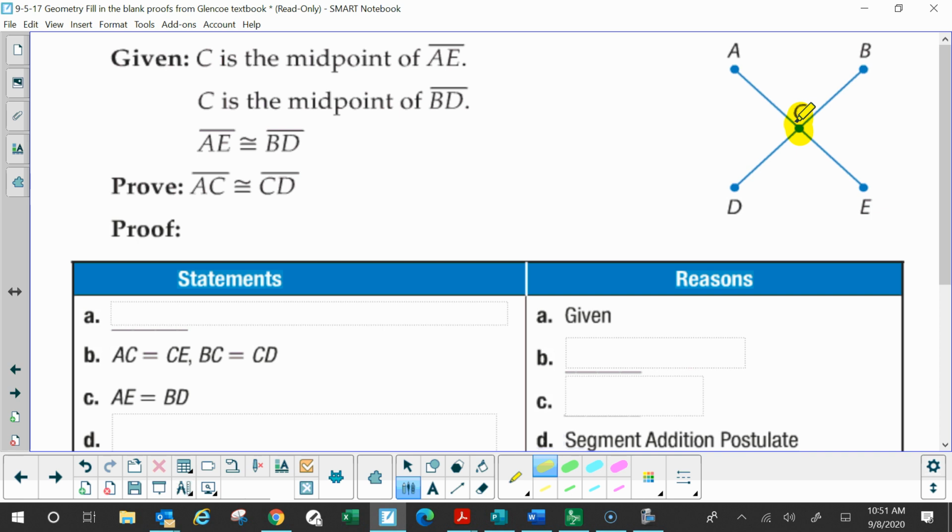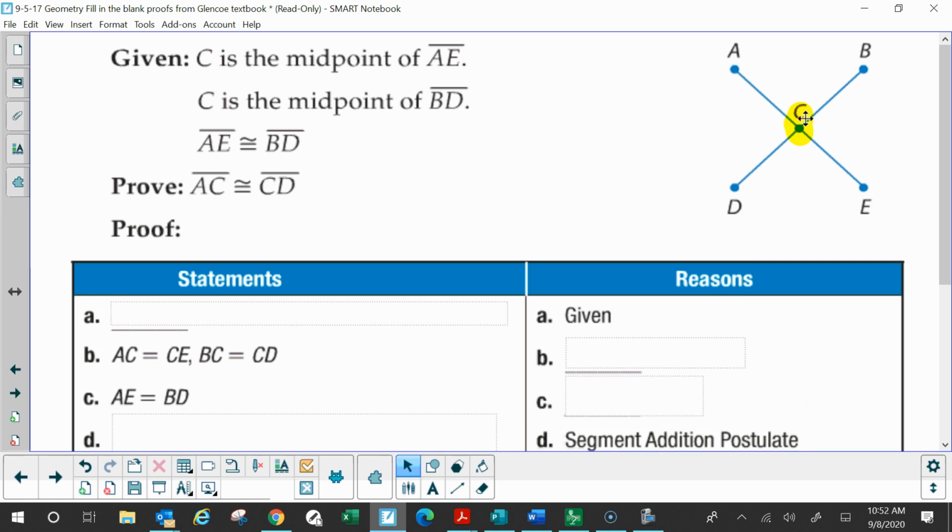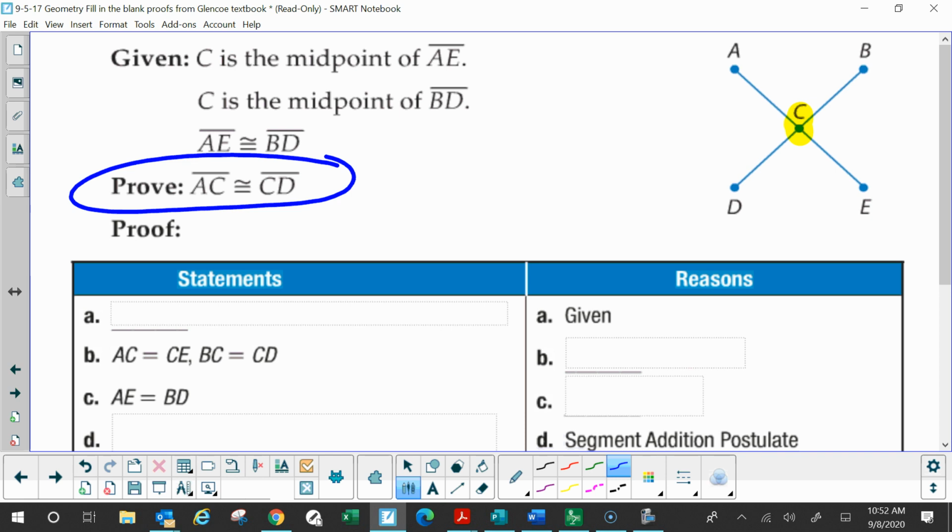Now that you know that, you also know that AE is congruent to BD. So those bigger segments are congruent. This entire thing from A to E and from B to D, those segments are the same. We're trying to prove that AC equals CD. Where is AC? AC is there. CD. And here we're trying to prove that those are congruent.